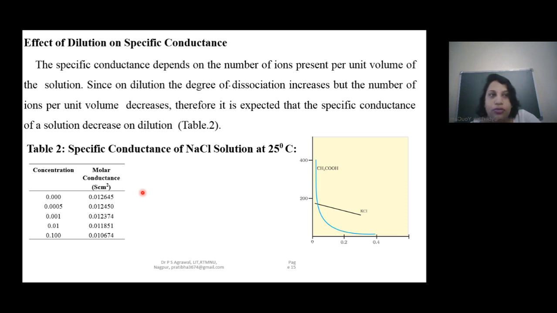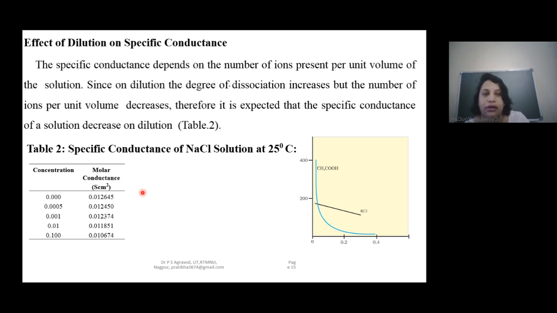Because equivalent and molar conductance are the product of specific conductance and the volume containing 1 gram equivalent or 1 mole of electrolyte, and the volume is increasing. So with dilution, specific conductance decreases while volume increases. The increase in volume supports the increase in molar and equivalent conductance, but it opposes the increase in specific conductance. So specific conductance decreases with dilution.